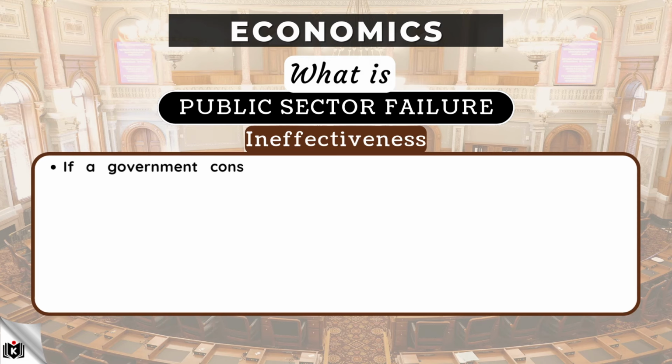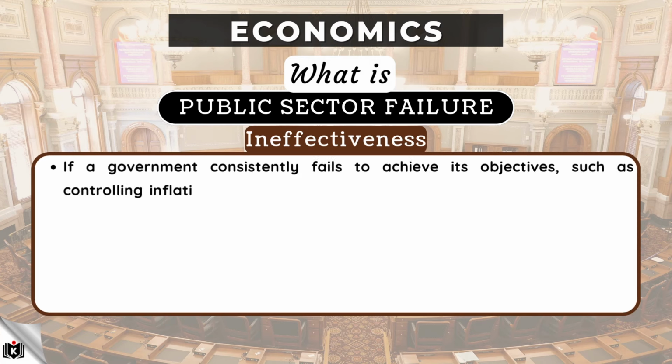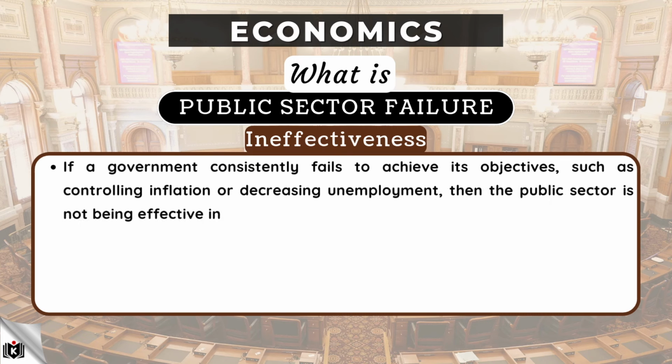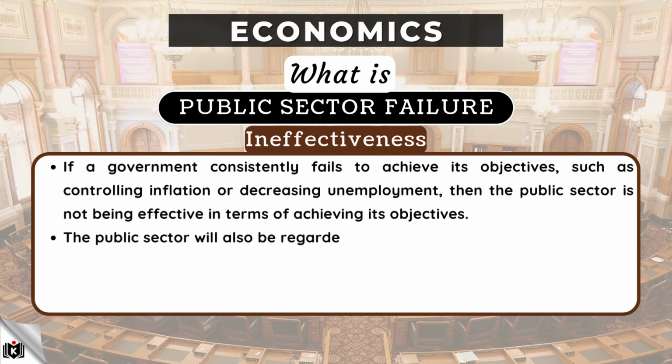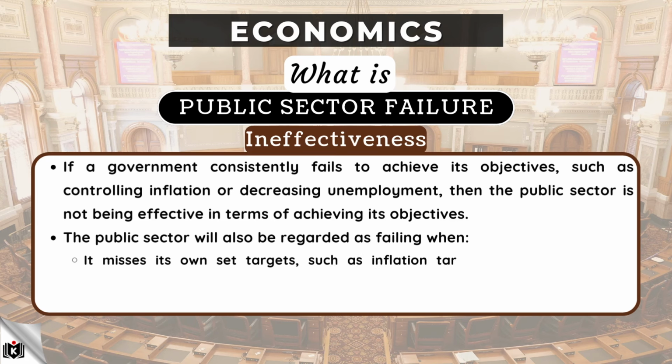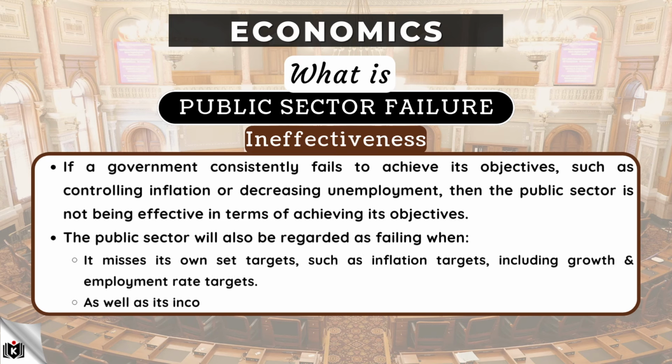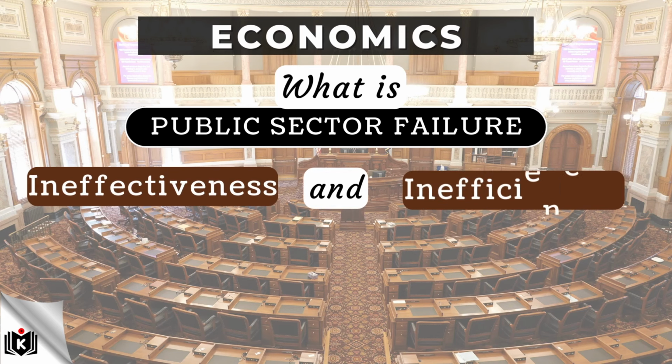If a government consistently fails to achieve its objectives, such as controlling inflation or decreasing unemployment, then the public sector is not being effective in terms of achieving its objectives. The public sector will also be regarded as failing when it misses its own set targets, such as inflation targets, including its growth and employment rate targets, as well as its incompetence in using and harmonizing monetary and fiscal policies. Let's now discuss when public sector's inefficiencies occur.